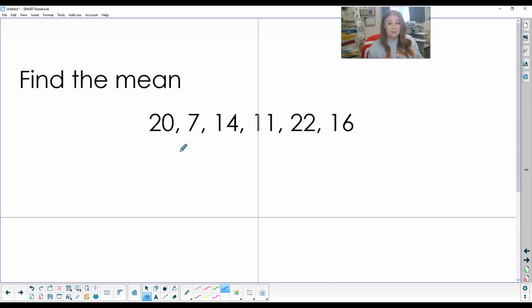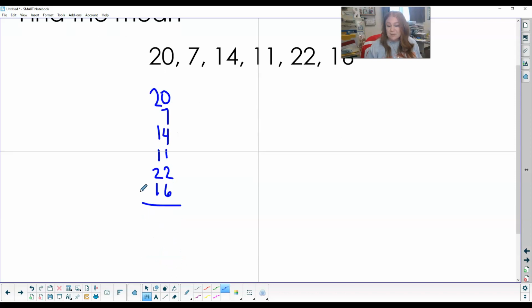Okay, the next thing we're going to do is find the mean. This is, right, we're finding that fair share. So it sounds mean because you have to do all the work, but it's actually the opposite, and it's giving each one a fair share. We're putting all of these eggs in a basket and then giving them out equally. So we have 20 plus 7, 14, 11, 22, and 16. So we're adding these up, putting them all together.